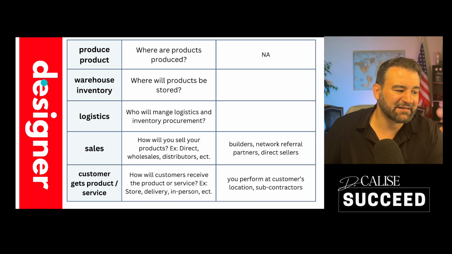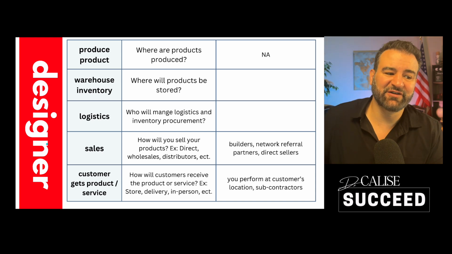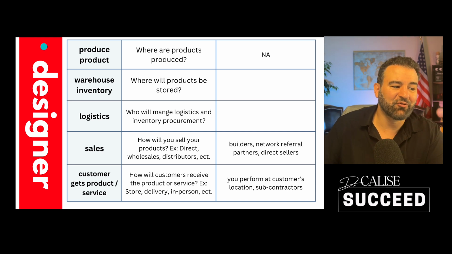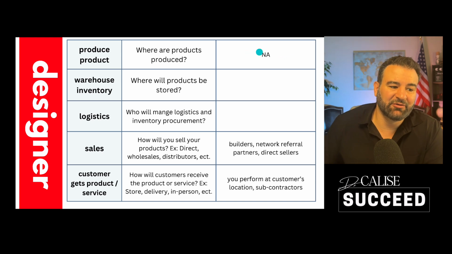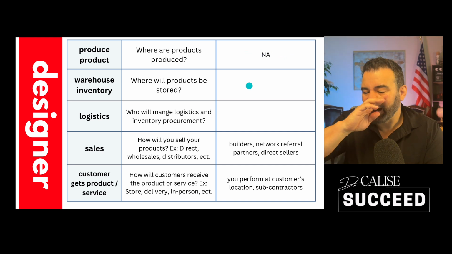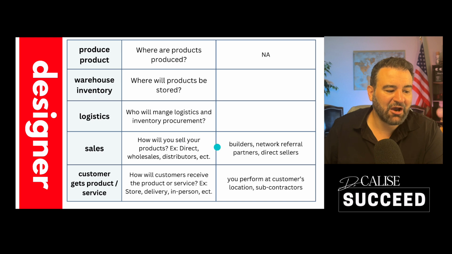Okay, the design. This one's interesting because remember, this is the service, interior design. Where are products produced? It's a service. They're not being produced, so that's not available. You don't need to worry about that, all right? Now, right here, how are you going to sell? Remember, we get the builders, the network referral unit, the direct sellers. How does the customer actually get the product, the services? You're going to perform them, but you also might have some subcontractors that perform them as well, and it's going to be at their location, all right? So you want to actually identify how exactly does the consumer get my product.